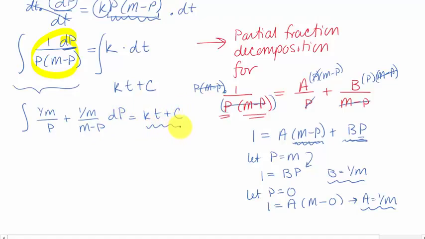Because we have common factors here, I'm going to take those and put them out in front.